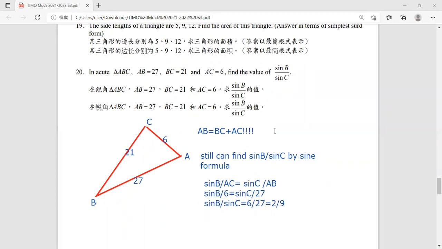Using the sine formula. Now for those who don't know what the sine formula is, you can use this diagram to illustrate. Actually, I will use the other way: BC over sine A, which has more information in it. AB over sine C, AC over sine B, which equals 2R.